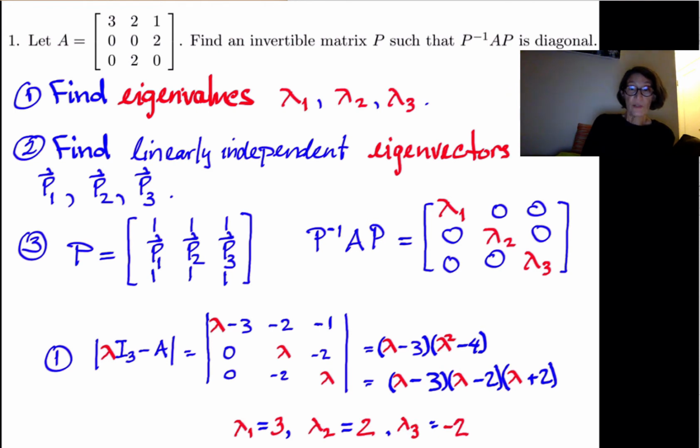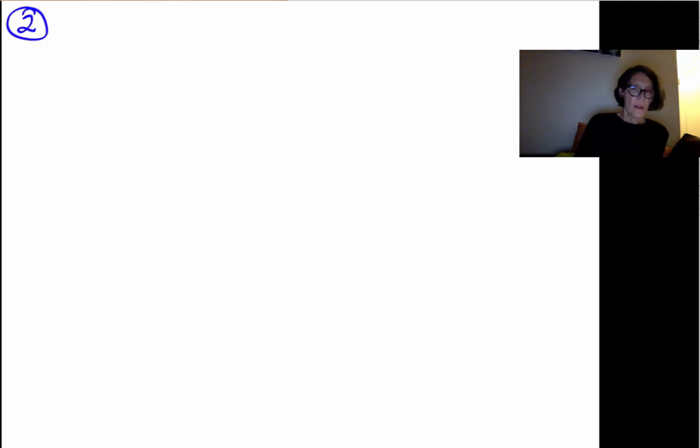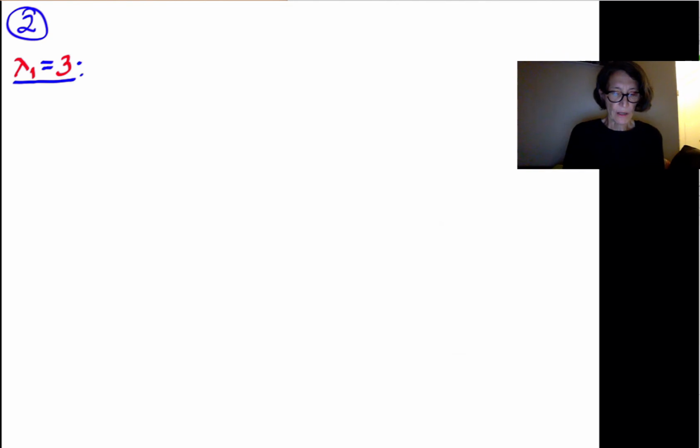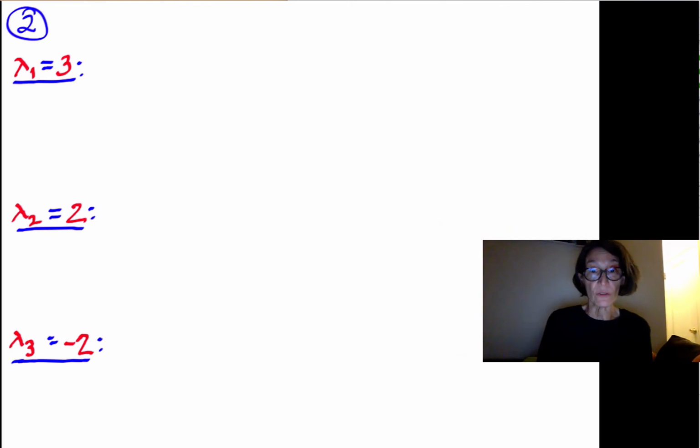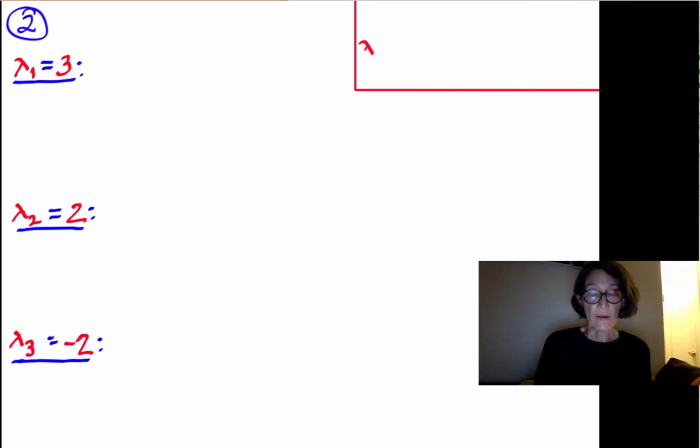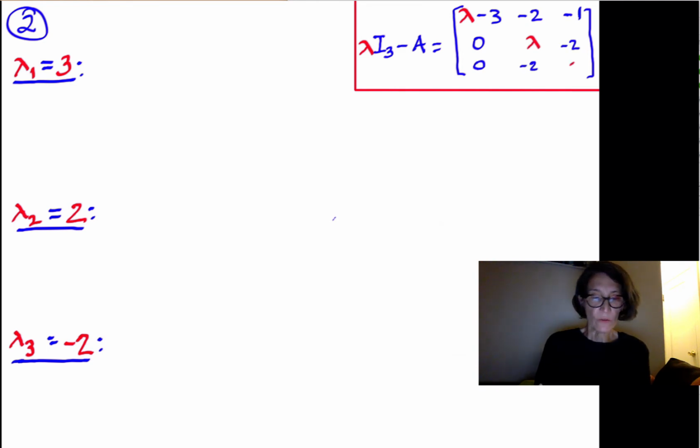That's good because we know we're going to get 3 linearly independent eigenvectors. So let's see what those eigenvectors are. That's step 2. We're going to find the eigenvectors that correspond to the 3 eigenvalues: lambda 1 equals 3, lambda 2 equals 2, and lambda 3 equals negative 2. And remember how we do that. In each case, we're going to find lambda times I3 minus A, that 3 by 3 matrix, which is going to be lambda minus 3, negative 2, negative 1, 0, lambda, negative 2, 0, negative 2, lambda.